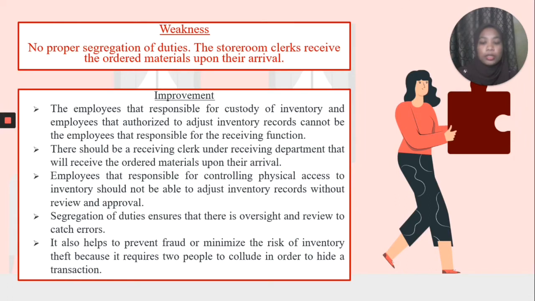Employees that are responsible for controlling physical access to inventory should not be able to adjust inventory records without review and approval. Segregation of duties ensures that there is oversight and review to catch errors. It also helps to prevent fraud or minimize the risk of inventory theft because it requires two people to collude in order to hide a transaction.